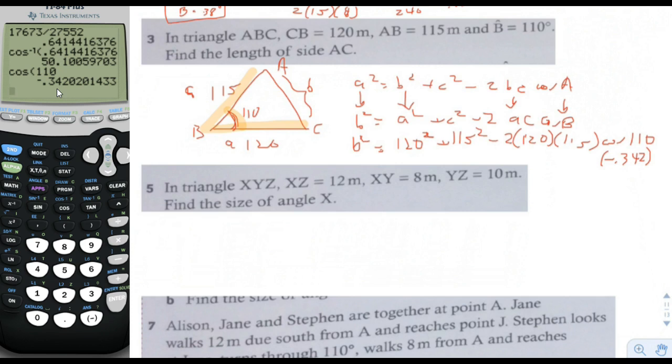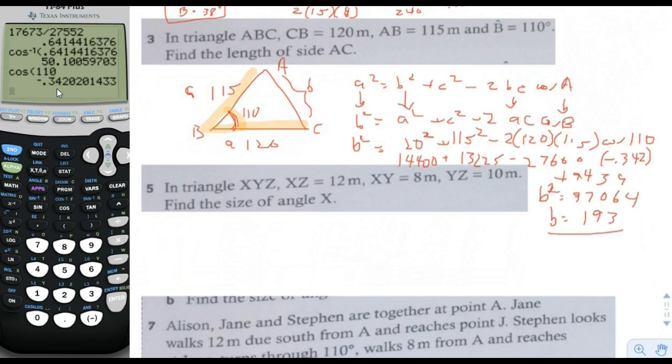120 squared is 14,400. 115 squared is 13,225. 120 times 115 times 2 is 27,600, which is times 0.342. It's a positive 9439. Okay. So 9439 plus 13,225 plus 14,400 is 37,064. So b squared equals 37,064. And then we take the square root of both sides and we get 193. Okay, so side B is 193.